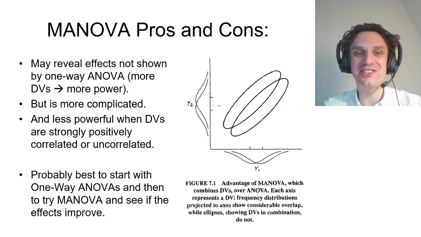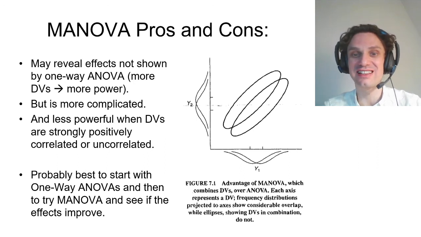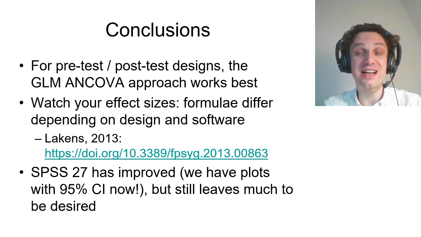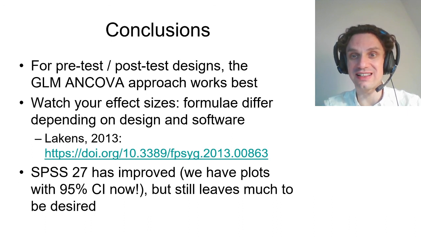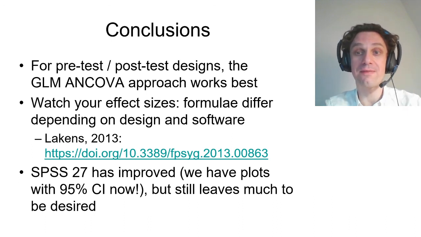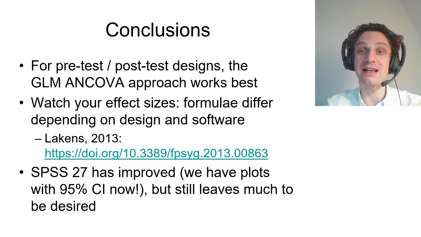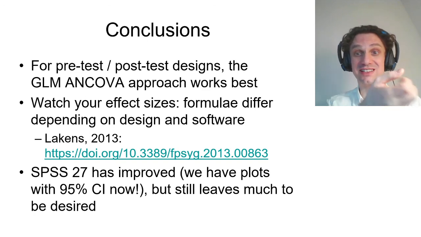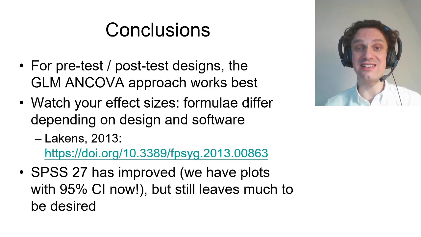So I'm not going to focus on MANOVA in detail because it's described in the book of Tabachnick and Fidell quite well. So if you're interested in it, you'll know where to look. And we have explored three types of general linear model analysis: one-way ANOVA, mixed ANOVA, and the ANCOVA approach. If you have a pre-test post-test design, the ANCOVA approach works best because it controls for individual differences.